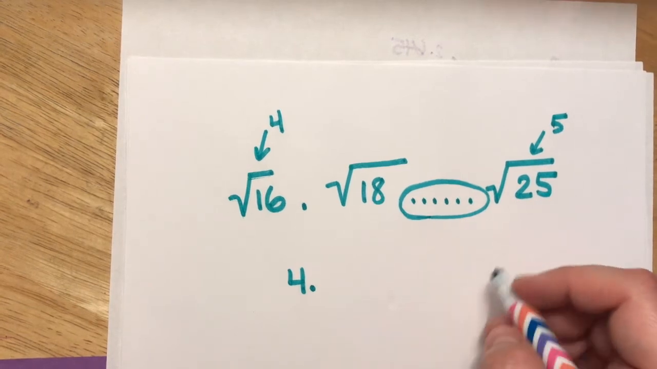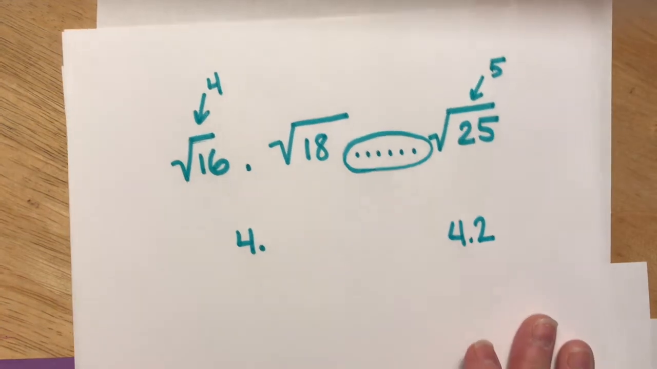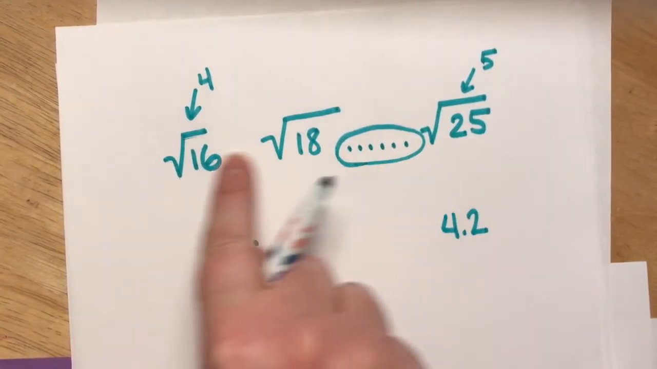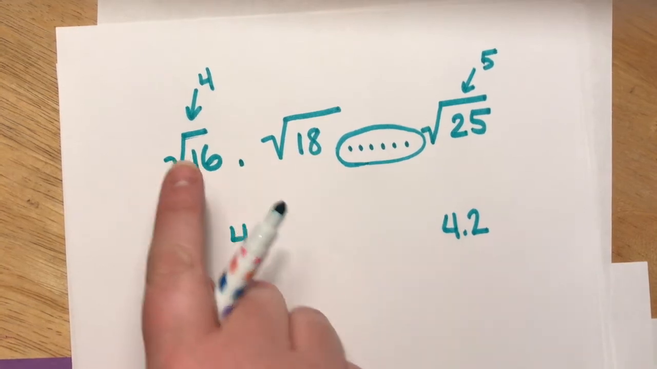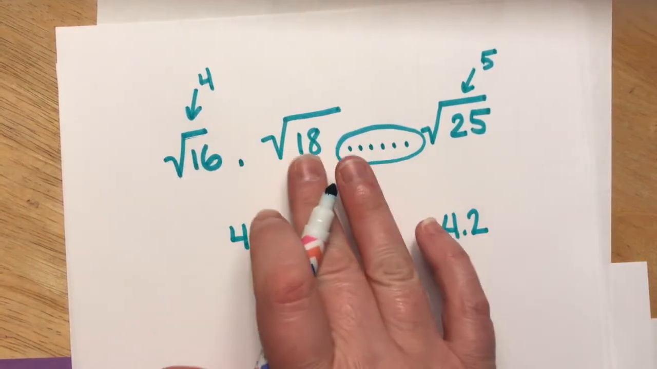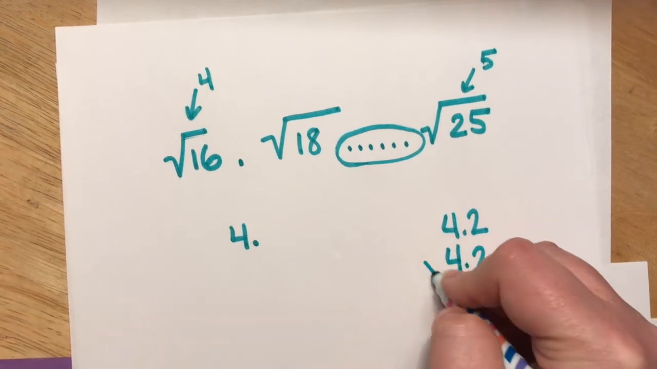So let me try 4.2. Do you see how I'm coming up with those numbers just to guess? I'm kind of looking at this in a linear way. I'm trying to look at how close this is to this. It's not a perfect way of doing it, but it gives me the decimal place number that I want to use. And so I'm going to do 4.2 times 4.2.